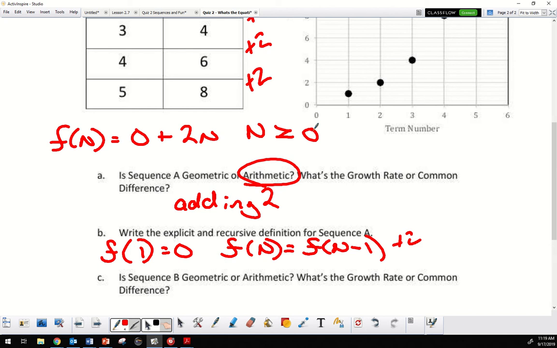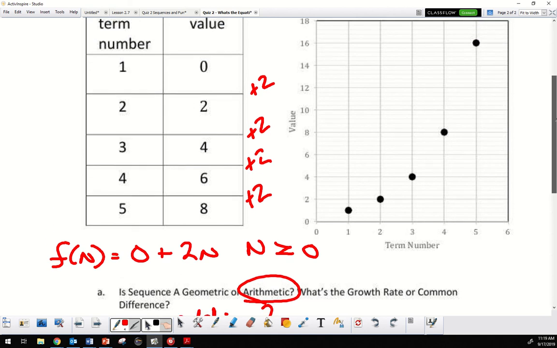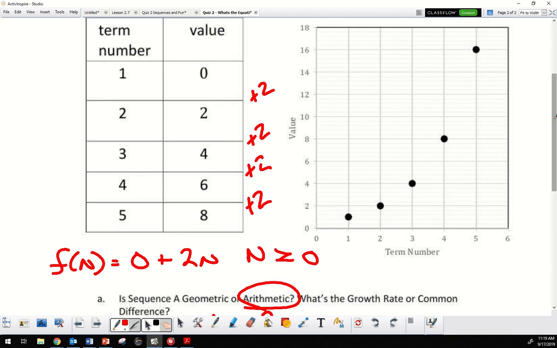Now, let's look at sequence B. So what is it doing from step 1 to step 2? So from term 1 to term 2 does what? It goes up 1. From term 2 to term 3. From 3 to 4. And, dang, all right, so how am I going to do that one?